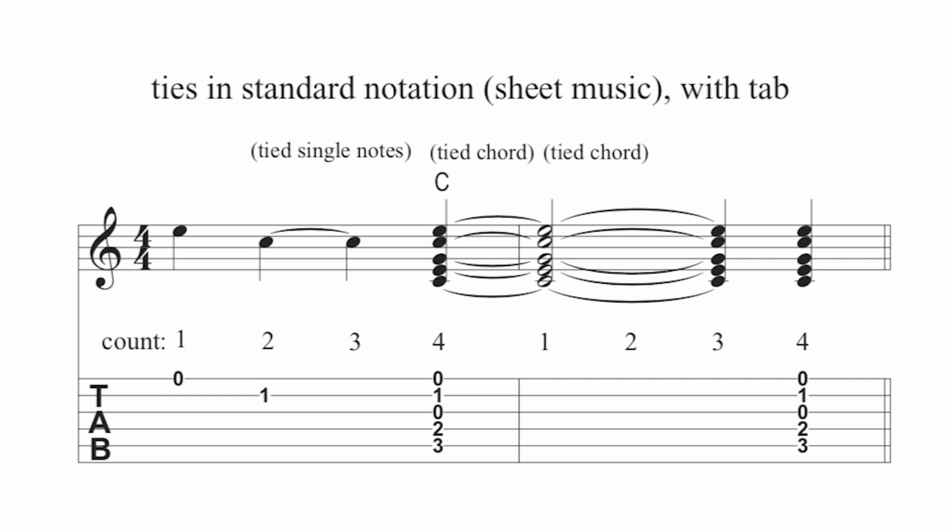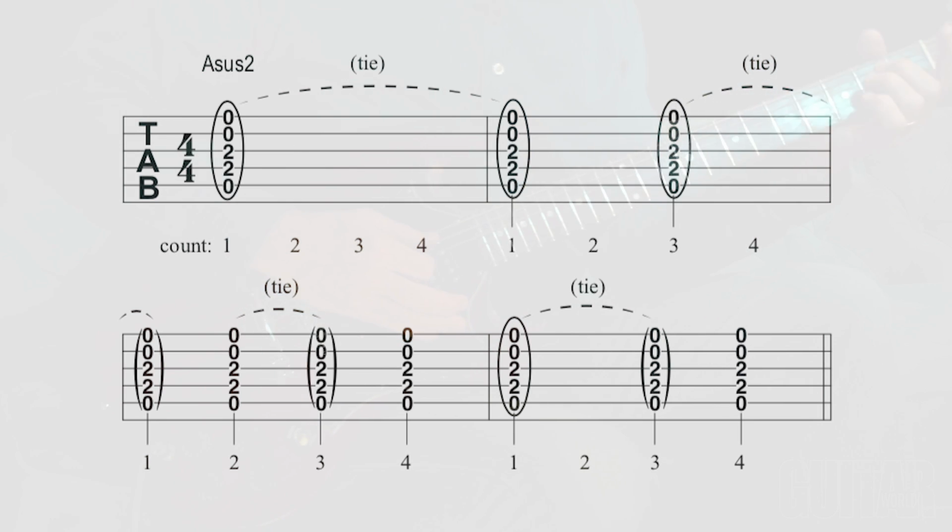Tied rhythms, or simply ties for short, are very useful for creating unusual, unexpected phrases with notes or chords ringing across beats and bar lines. For example, 1, 2, 3, 4. 1, 2, 3, 4.